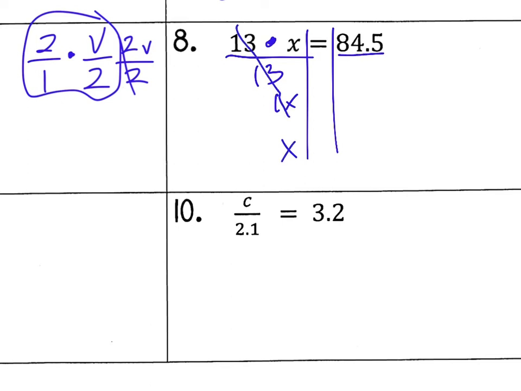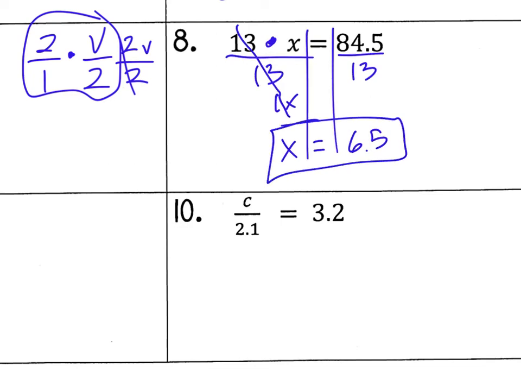Now we are going to divide by 13 here. So if I go 84.5 divided by 13, I get 6.5. Is it okay to get a decimal in these? Absolutely. So if I take 13 and times it by 6.5, it should be 84.5. And it is, so I know I have the correct answer.